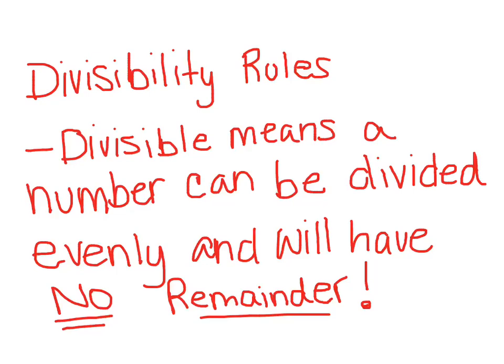Okay, so today we're going to talk about divisibility rules. Divisibility rules are numbers that are divided evenly. So divisible means a number that can be divided evenly and will have no remainder. Okay, this is going to help us when we get to our prime and composite numbers, which we will talk about in a little while.